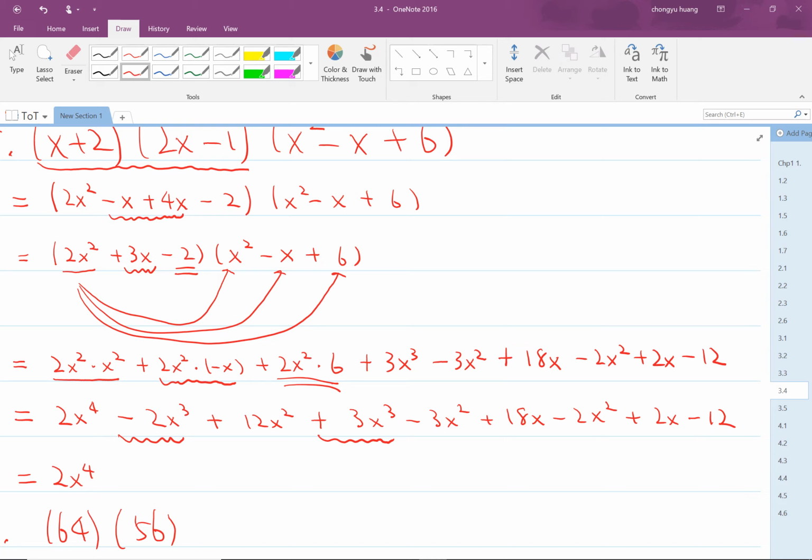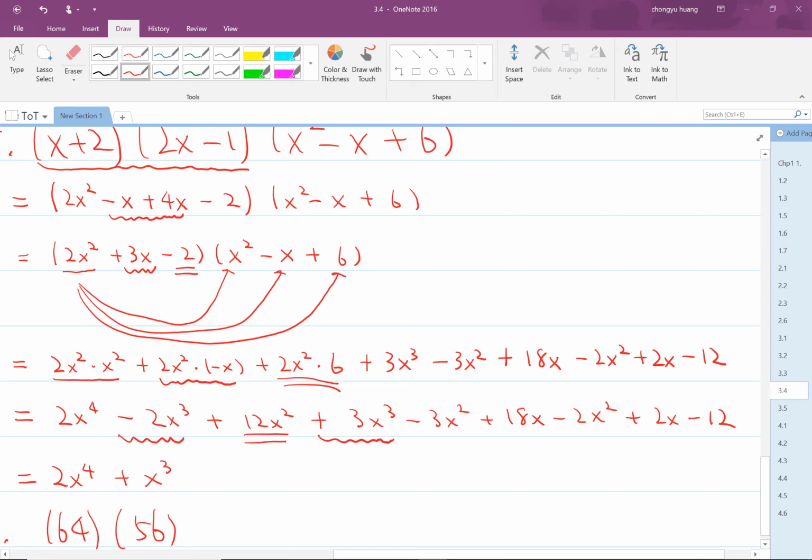And over here you can see we have two terms for x to the power 3, which is negative 2x to the power 3 and then positive 3x to the power 3. So negative 2 plus 3 is equal to 1, so you just write down x to the power 3, and then we are done with the x to the power 3 term. Right now let's focus on x to the power 2.